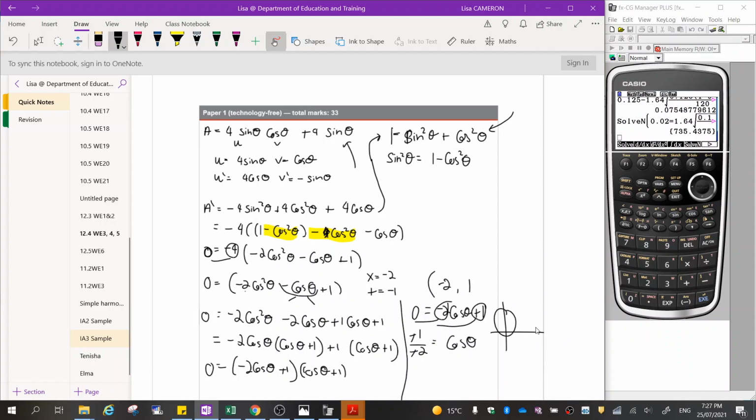Yeesh, that didn't turn out well. Okay, cos is positive in this quadrant and this quadrant. The value that gives me 1/2, and I'm thinking about this with my hand trick. Oh, that hand's not so good.